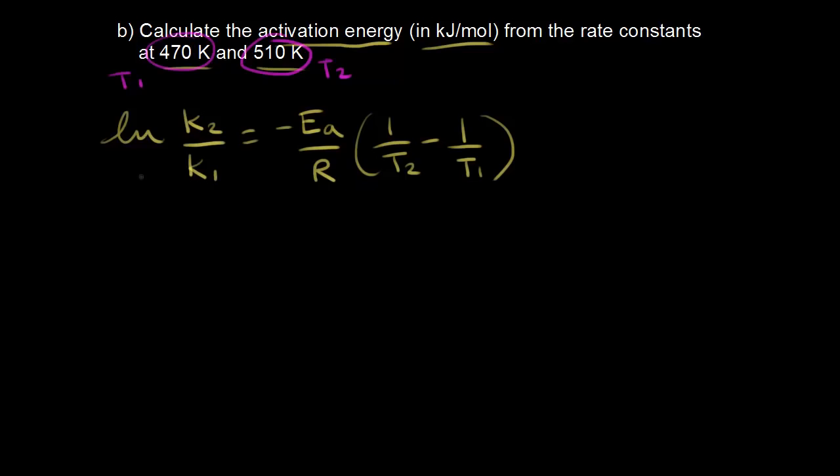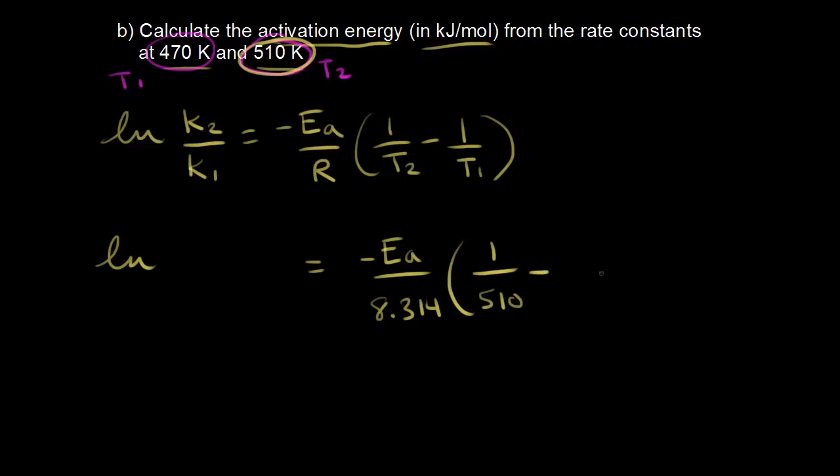Let's go ahead and plug in what we know so far. So the natural log, we'd have to look up these rate constants. So we will look those up in a minute, what K1 and K2 are equal to. And that would be equal to negative of the activation energy, which is what we're trying to find, over the gas constant, which we know is 8.314. This would be times 1 over T2, when T2 was 510. So 1 over 510 minus 1 over T1, which was 470. So 1 over 470. And so now let's go and look up those values for the rate constants.